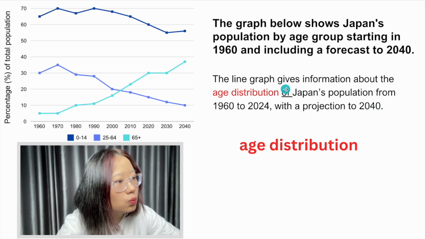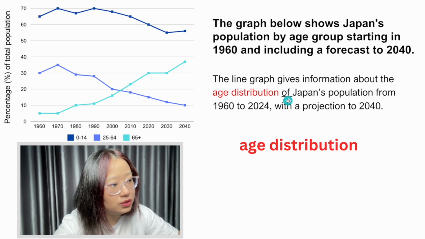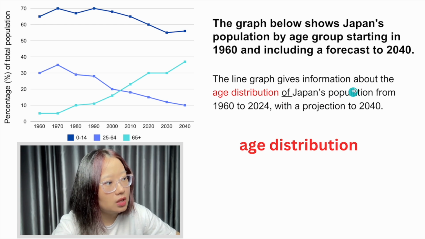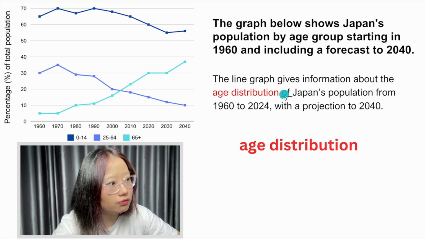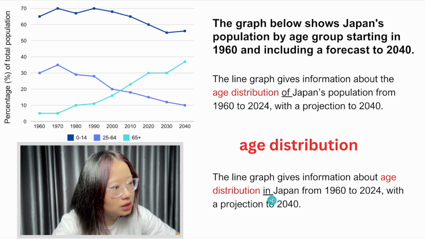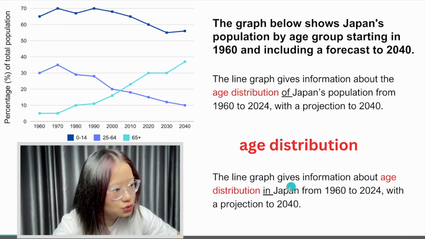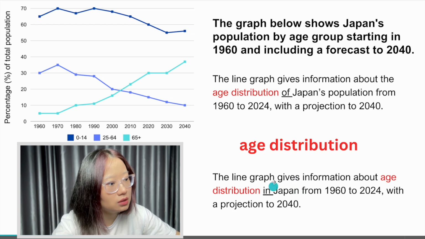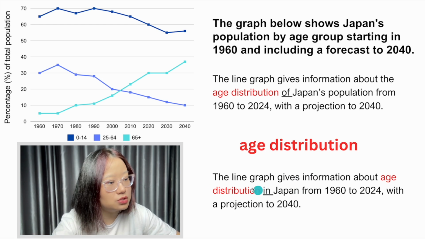So what preposition should be used with age distribution? It depends on the object. If the object is a population, then the preposition of should be used. Age distribution of Japan's population. However, if the object is a country, then the preposition in should be used. Age distribution in Japan, okay?